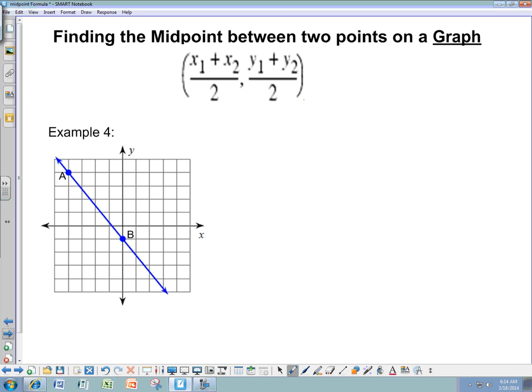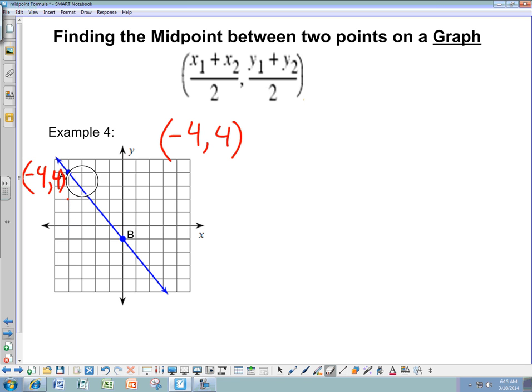So for A, we're going to start in the center, move 1, 2, 3, 4 to the left, so that's -4, and 1, 2, 3, 4 up. So -4, +4. That's for our first point. And it doesn't matter which one I choose to have as my first point or my second point. I just need to label what numbers those are.